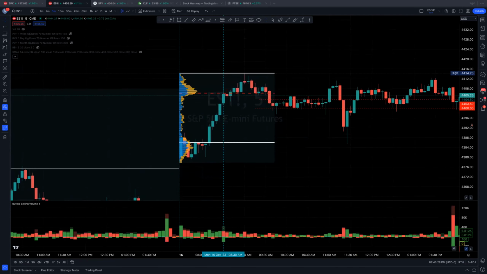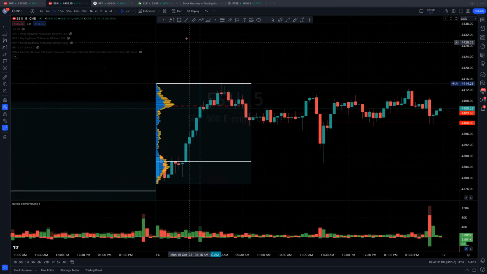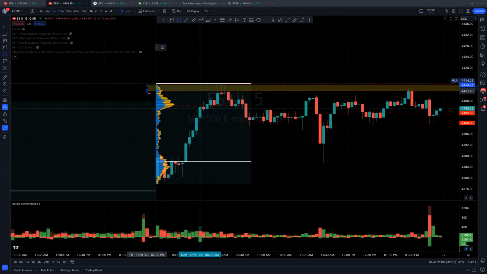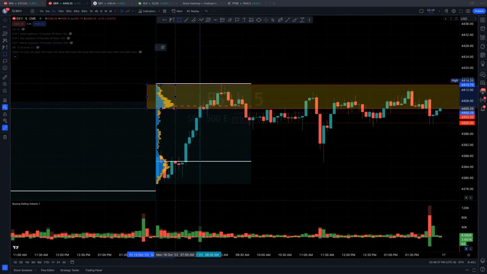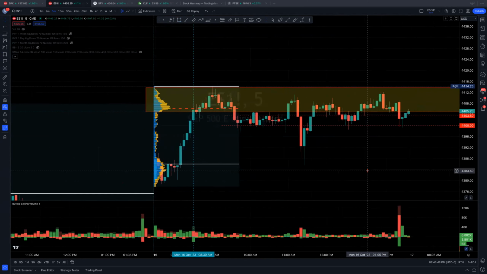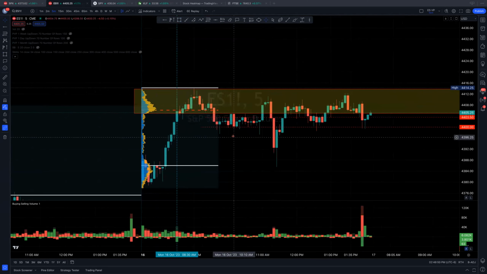Okay, guys, very important. We saw that we formed the high volume node here. So to me, this was basically the whole area of major trading going on for the session. This whole area acted as resistance. Do you guys see that?